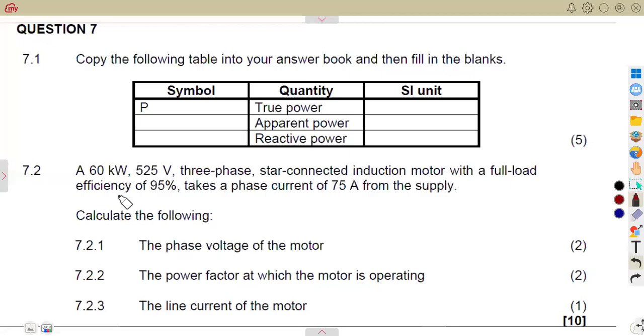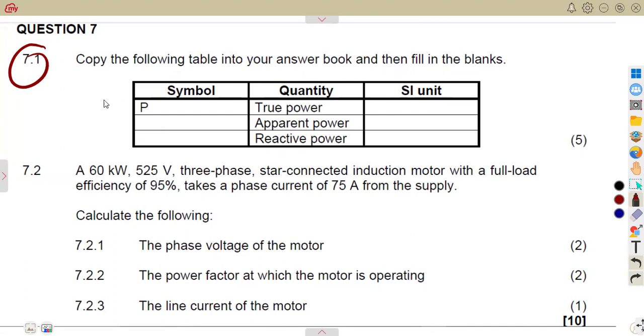Okay, guys, let us consider this typical exam question that we are given on our AC theory, working with the three-phase. So the first part, we are just given 7.1. Copy the following table into your answer book and then fill in the blanks. So we are given the symbol that you're going to use, the quantity that you have, and also the SI unit. So we've got the true power, the apparent power, and the reactive power.